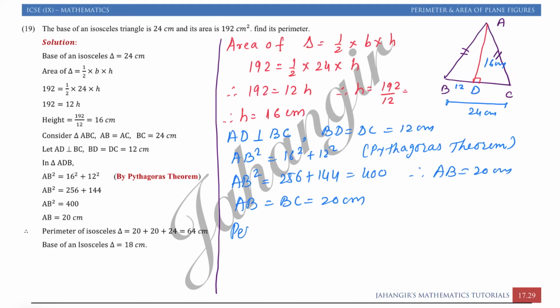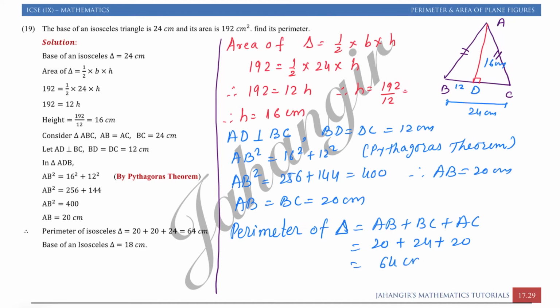So therefore perimeter is the sum of all sides. Perimeter of triangle is equal to AB plus BC plus AC. AB is 20, BC is 24, AC is 20. 64 centimeter. You have to find its perimeter.